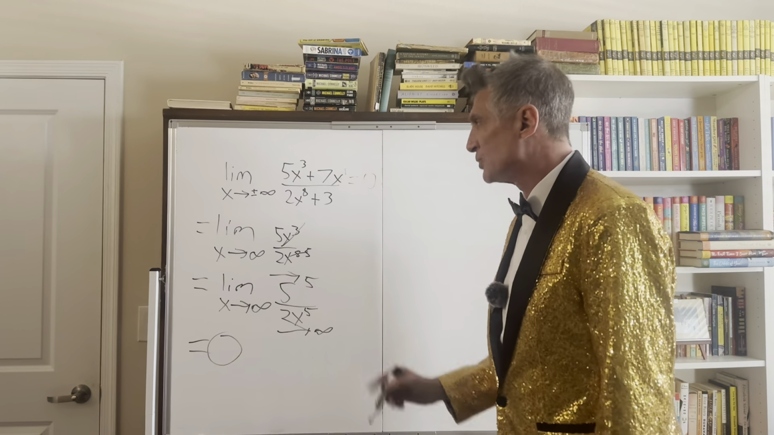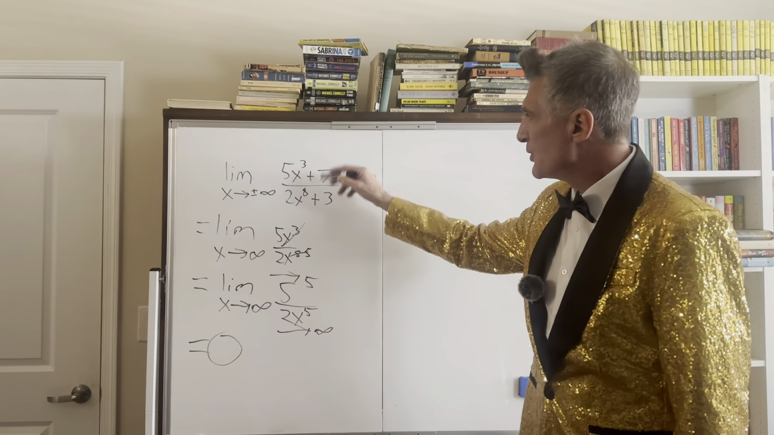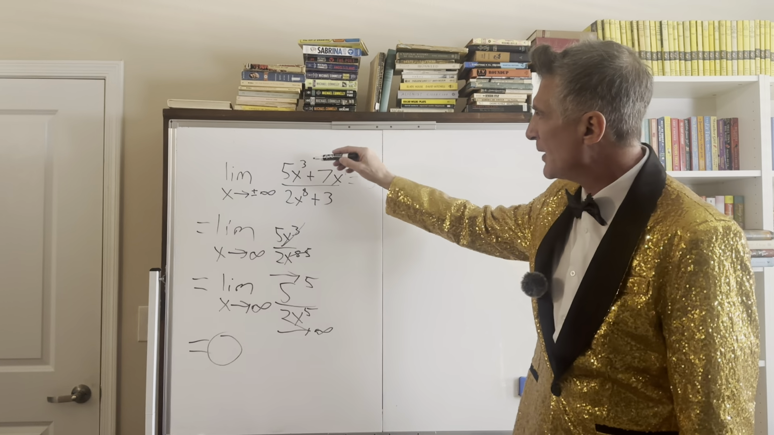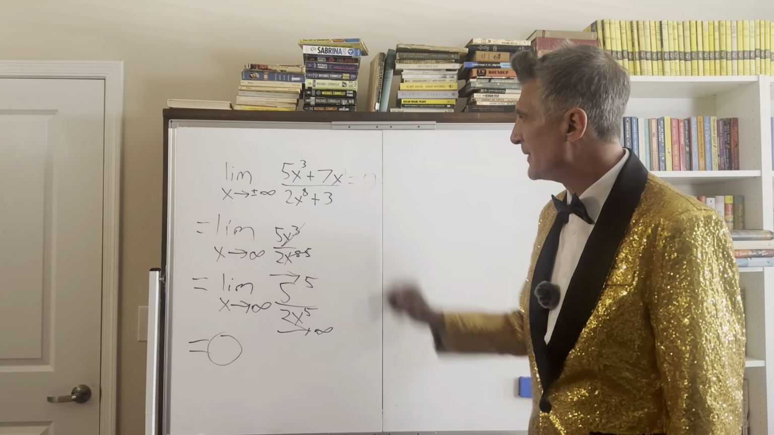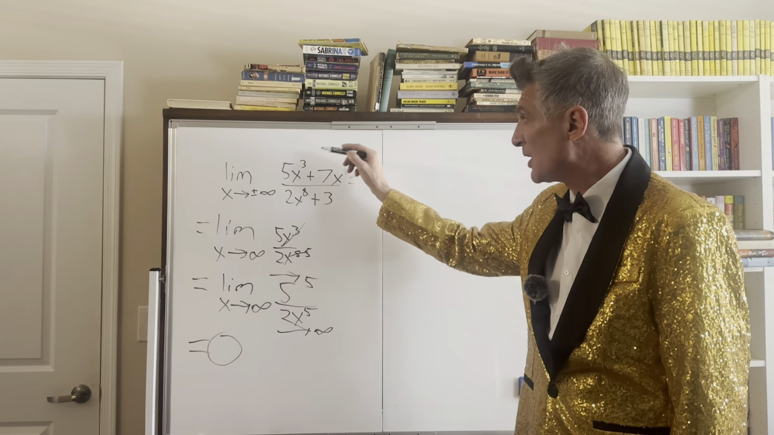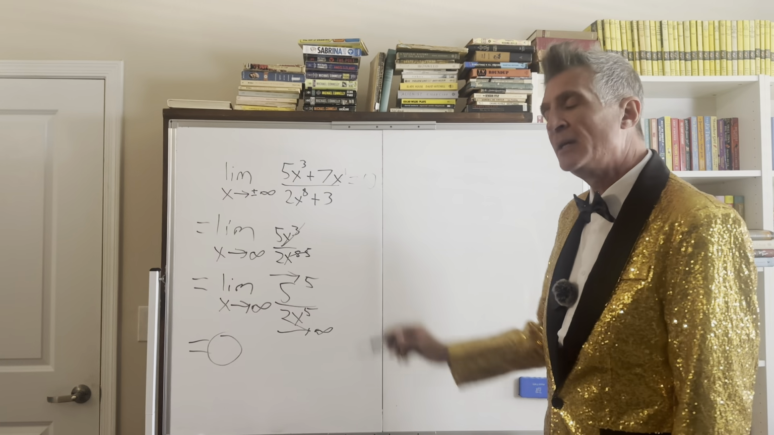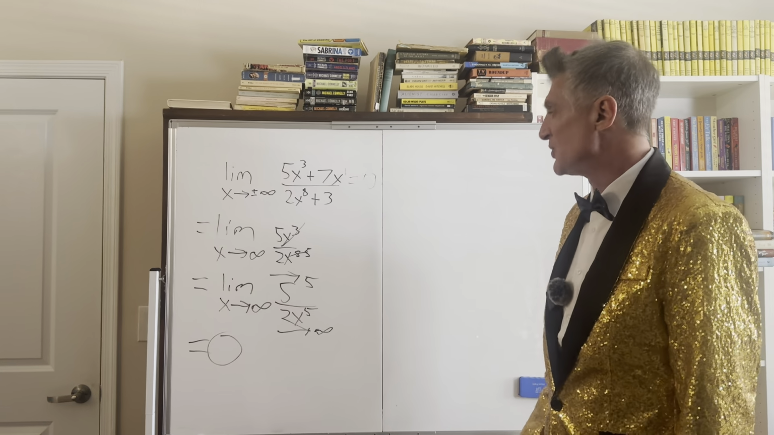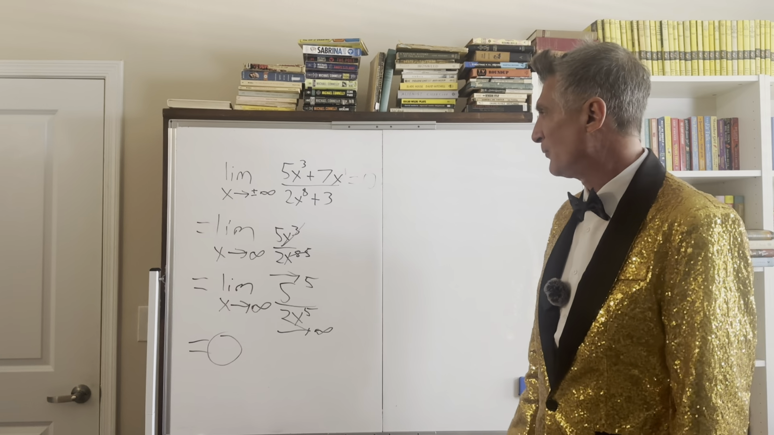How did I know that? Just by looking at this initially. Here's the trick: your exponents. If I've got a smaller exponent on the top than on the bottom, like here with the 8, I know my limit is always going to be 0. We don't need the L'Hopital rule for this.